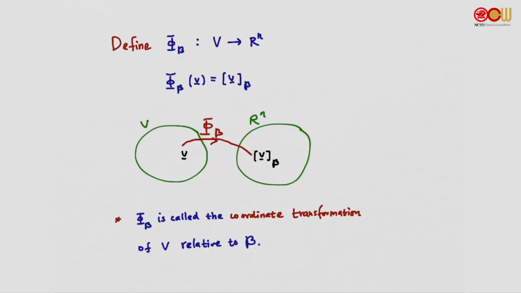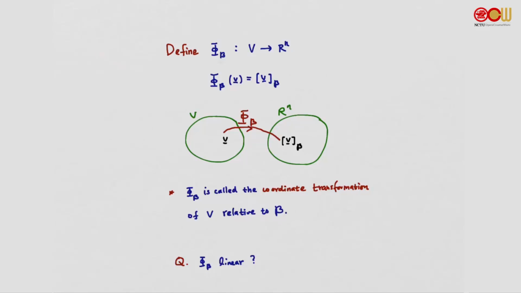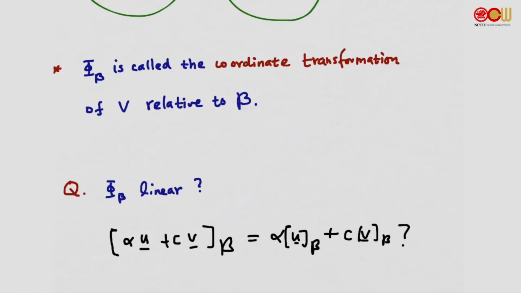And this phi B is called the coordinate transformation of V relative to the basis B. Let's have a couple of questions about phi B. First of all, is phi B linear? So we are asking if we have a linear combination of u and v vectors, would the coordinate vector of the linear combination be the same as the linear combination of the coordinate vectors?